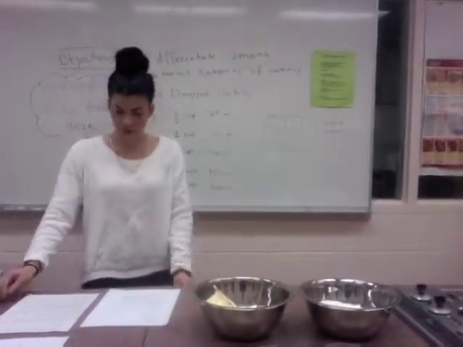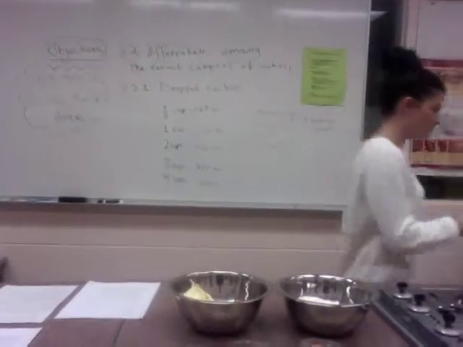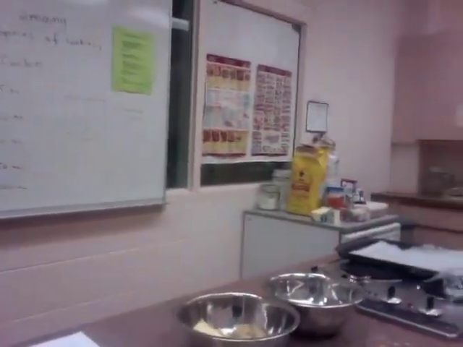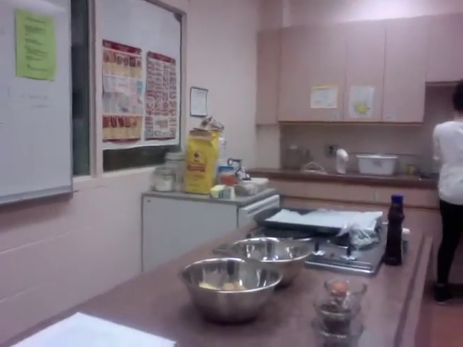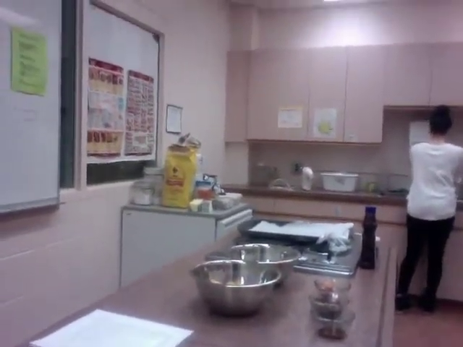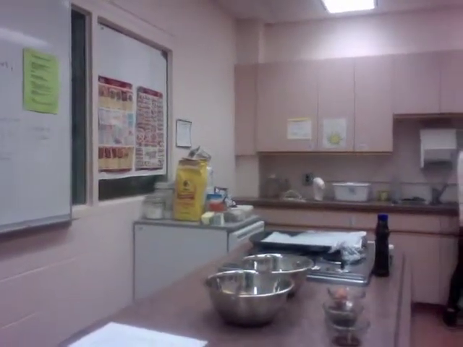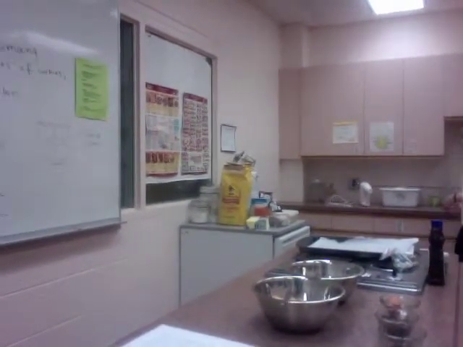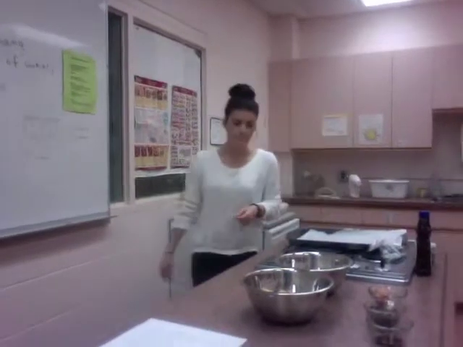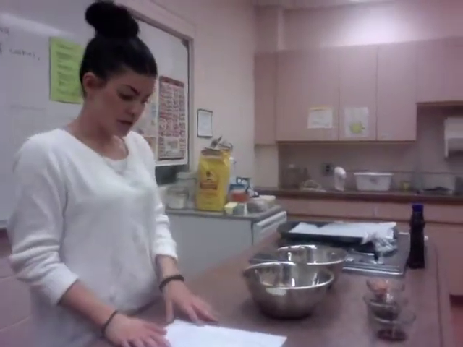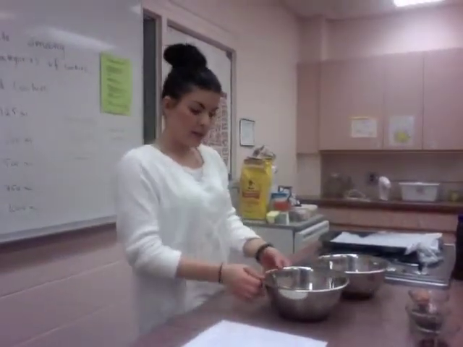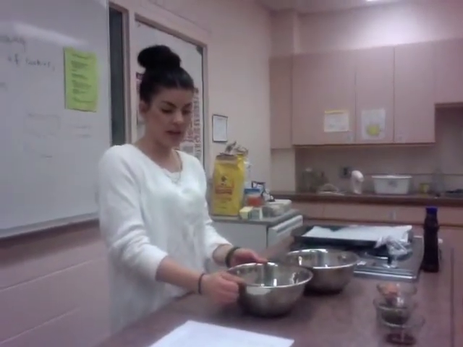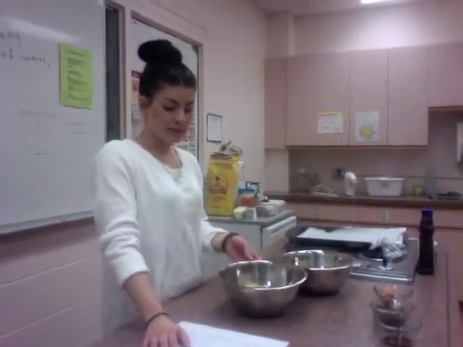Okay, so now I'm just going to start on the demo. I'll wash my hands really quick and then get started. Okay, so directions. The first one says, in a large bowl, use the hand mixer to beat the butter, sugars, vanilla, and egg on medium speed until light and fluffy.